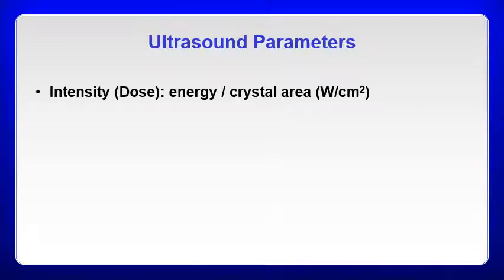So you have the intensity, which is essentially the dosage of the ultrasound. That's the energy in the crystal area. This is usually displayed as watts per centimeter squared. So when you'd be documenting your intensity, you'd be documenting it as watts per centimeter squared.